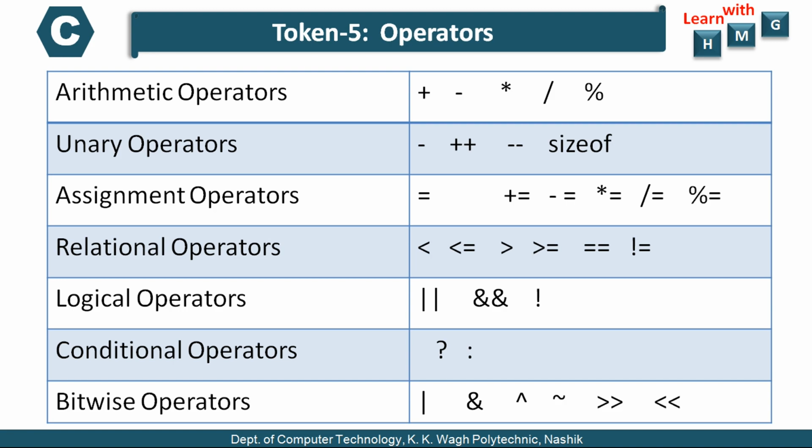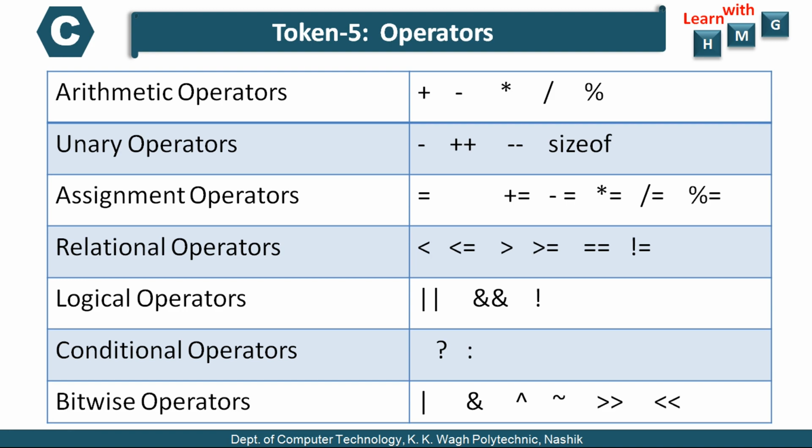Logical operators: the first is logical OR, the second is logical AND, and the third is logical NOT. These logical operators are also used to build a condition or criteria or logical expression for decision making. Next is conditional operators. These are also used for decision making: for the true part, the question mark is used, and for the false part the colon is used. They are used combinedly, and again we will see the details in another video.